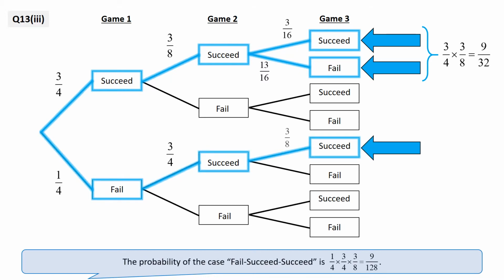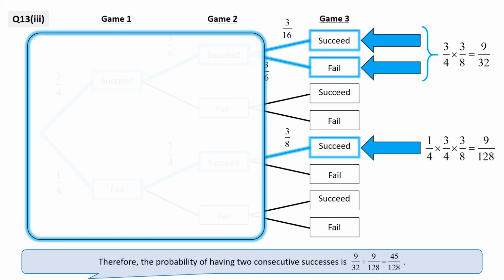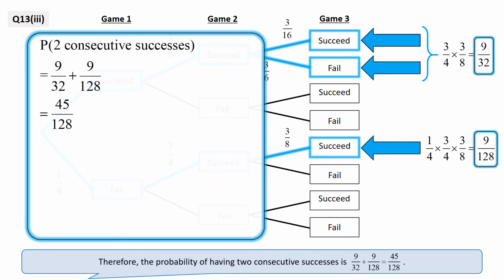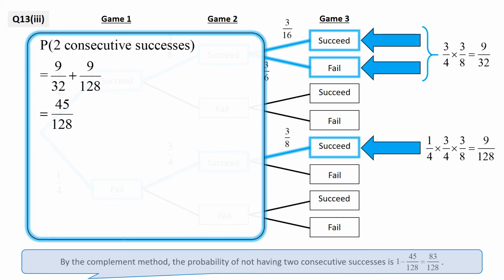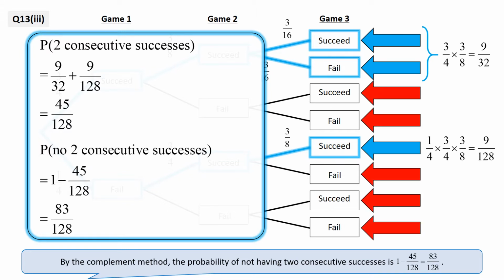The probability of the case fail, succeed, succeed is 1/4 times 3/4 times 3/8 equals 9 over 128. Therefore, the probability of having 2 consecutive successes is 9 over 32 plus 9 over 128 equals 45 over 128. By the complement method, the probability of not having 2 consecutive successes is 1 minus 45 over 128 equals 83 over 128.